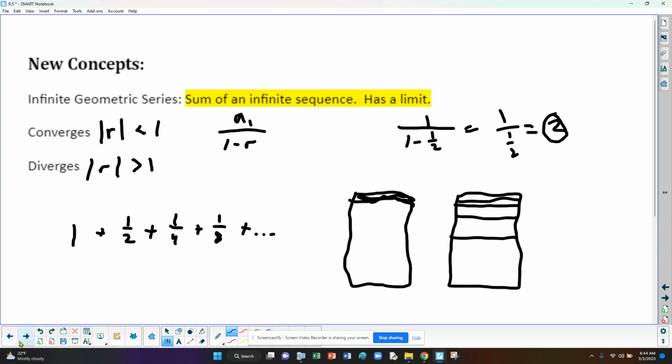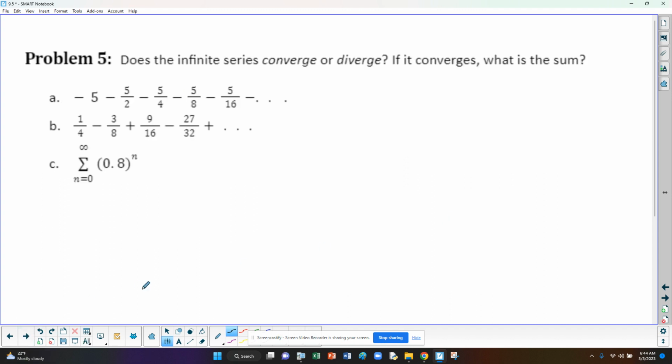So let's head into looking at these infinite series. We'll head into this first problem. We're first going to figure out, does it diverge or does it converge? If it's converging, I'm going to make sure that r is less than 1. If it diverges, I'm looking to see if r is greater than 1.